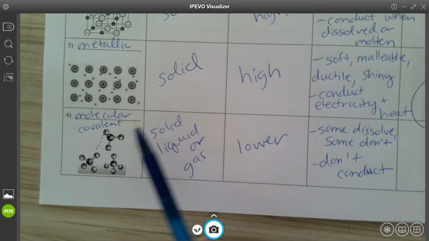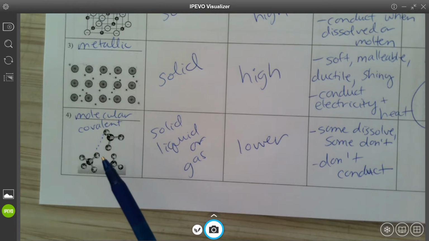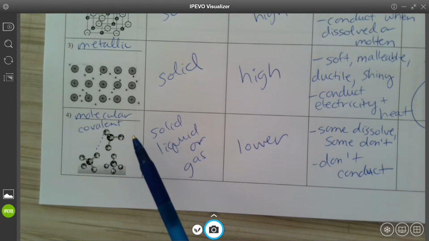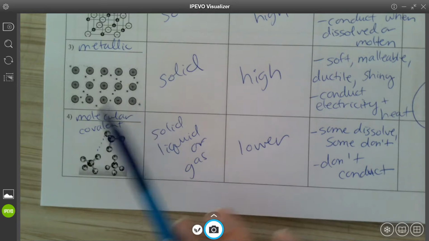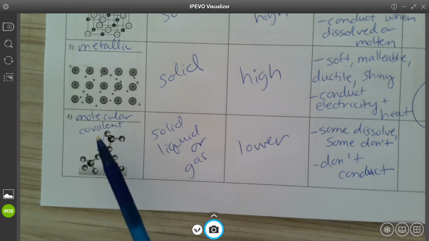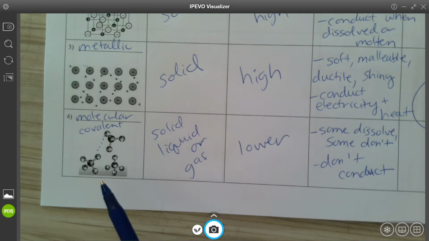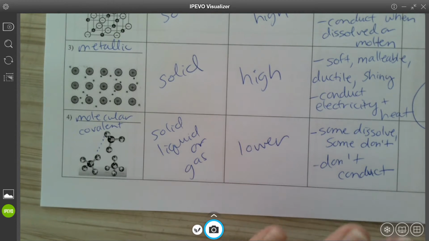There's no charged particles. When these dissolve, the entire molecule gets pulled into the water. There's no separate ions around or separate electrons around. The whole molecule is getting dissolved. There's no charged particles floating around.